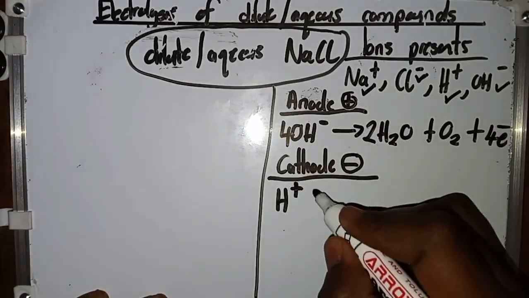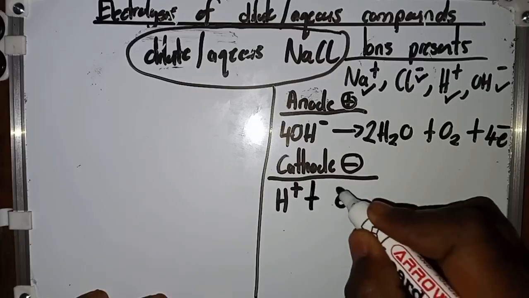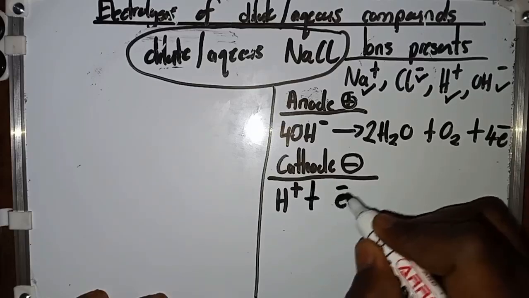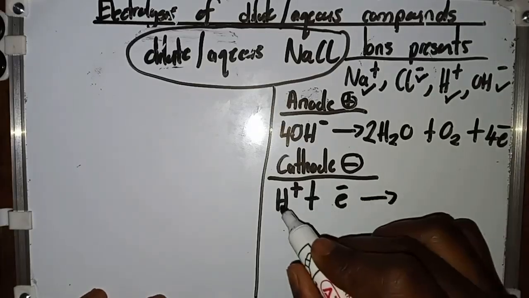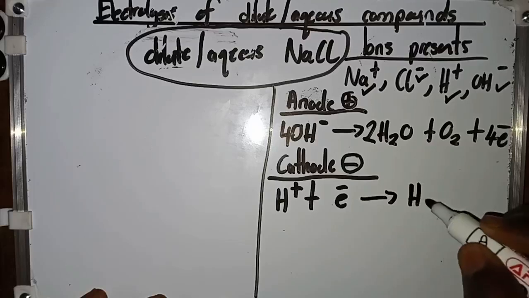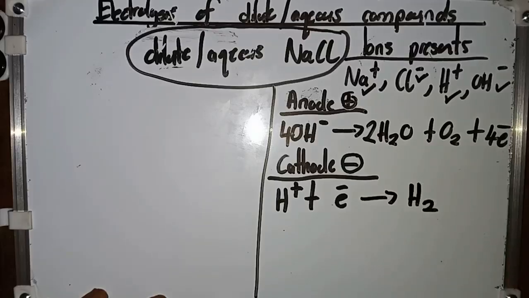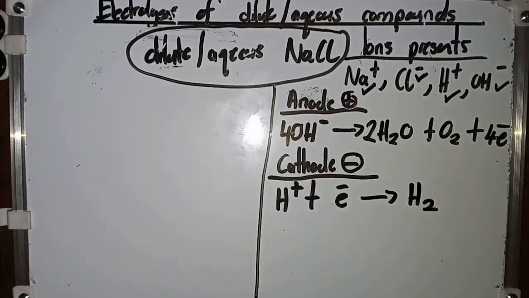Will be formed at the left hand side. Plus, we don't know how many electrons yet. So we just write electrons, leaving space to put how many electrons, to give the corresponding element. Hydrogen is also diatomic.